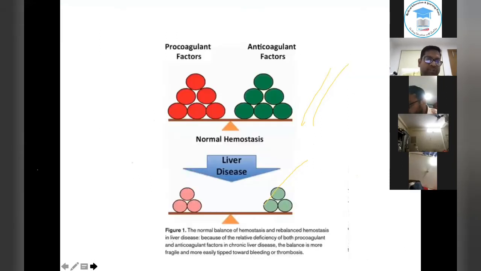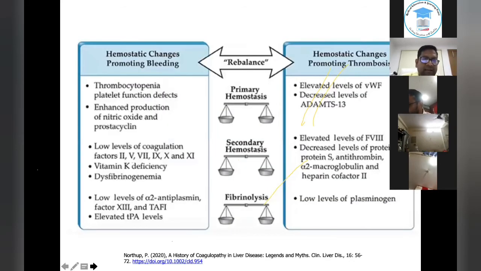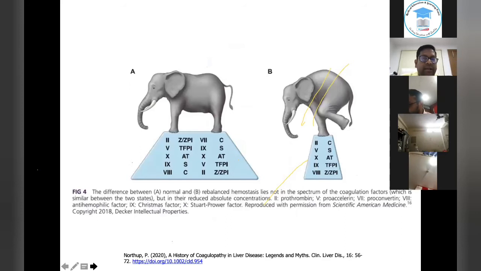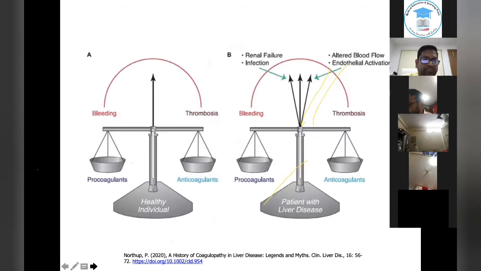So what usually happens is that in liver diseases, both the procoagulant and anticoagulant factors are reduced proportionately. So the hemostatic balance is being maintained. And they are reduced in number, and this balance is quite unstable, as you can see from the cartoon. Whenever there is a renal failure or infection, it can cause more bleeding manifestations, and altered blood flow or endothelial changes can cause thrombosis. So this balance is quite unstable. So there can be a bleeding or thrombosis in either way.